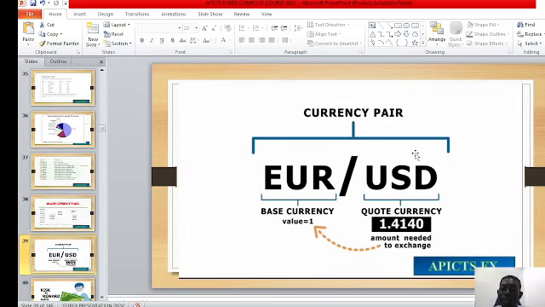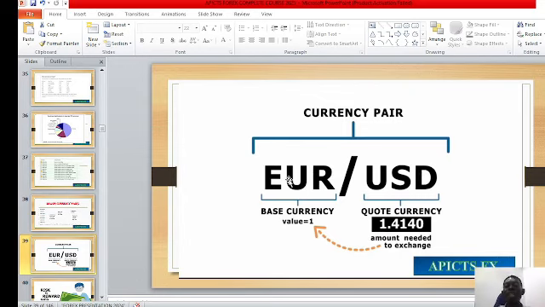If I'm buying EUR/USD now, it means I'm buying Euro, I'm selling the USD. So I'm selling off my USD so that I can buy more Euro. If I'm selling EUR/USD, the emphasis is still on Euro. I'm selling Euro to buy USD.